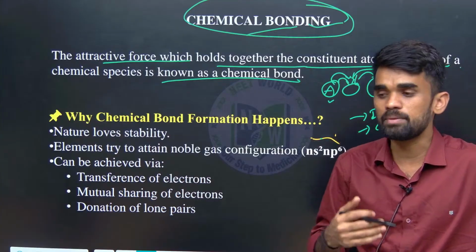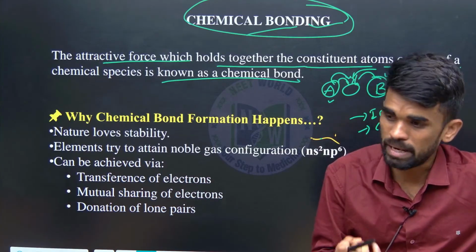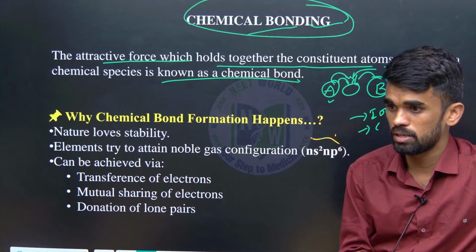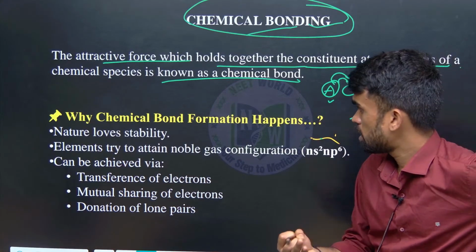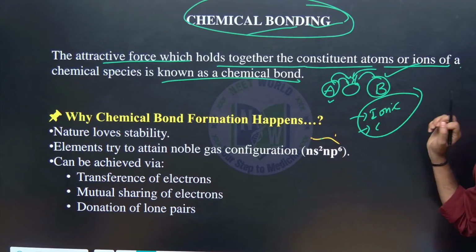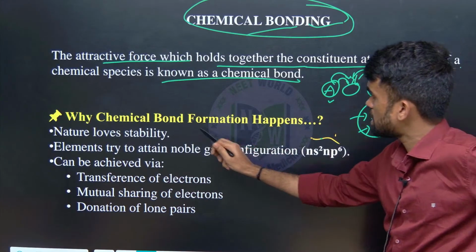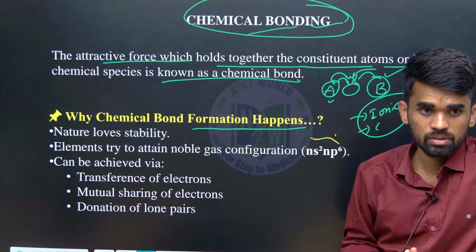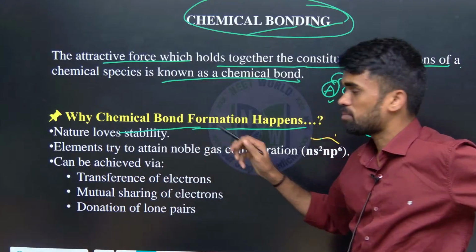There are some other types of bonds also, like the metallic bond, which we see in metals, and the hydrogen bond. Let us understand these types of bonds also. But what is the reason for forming a chemical bond? Why does chemical bond formation take place?